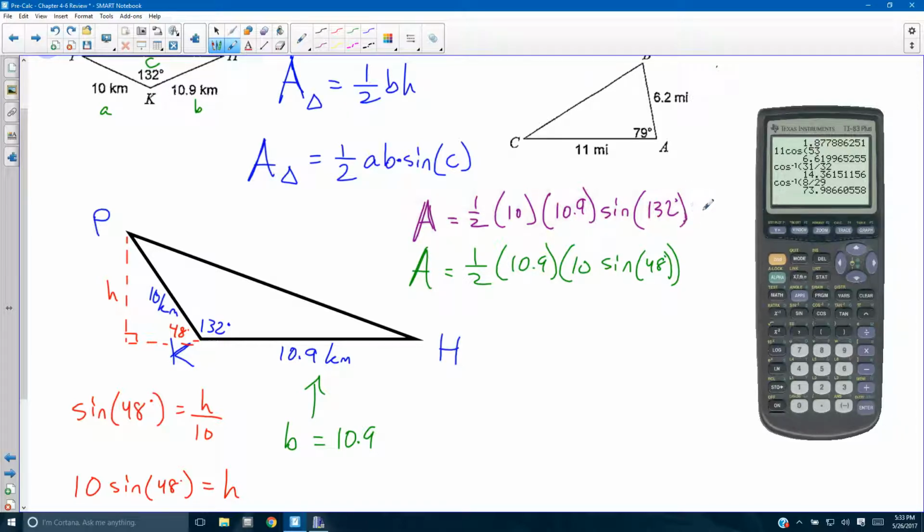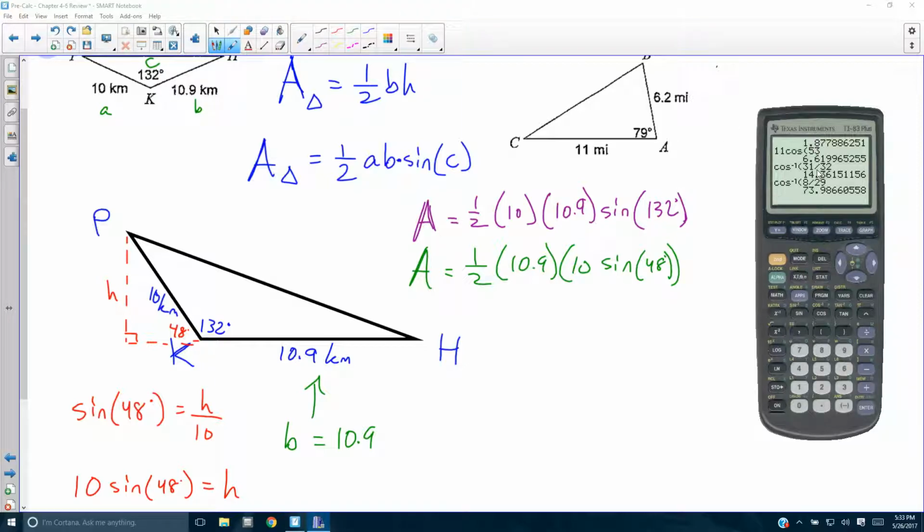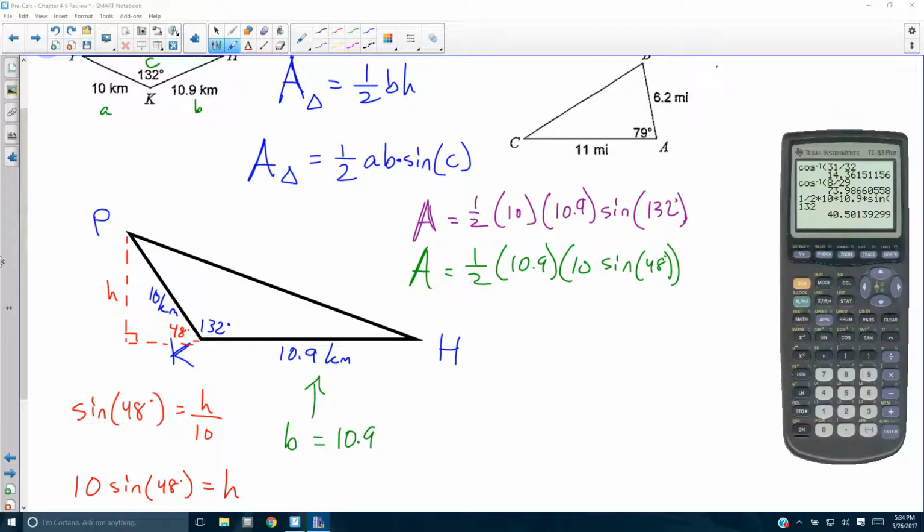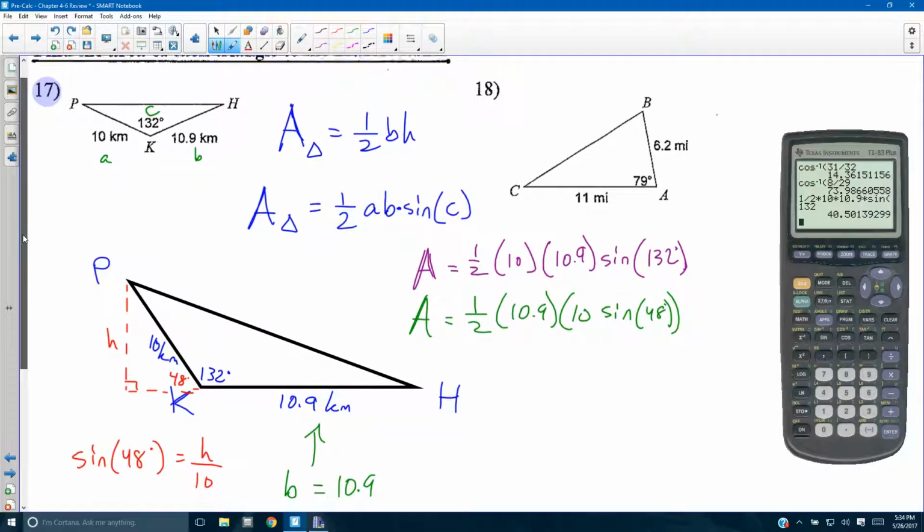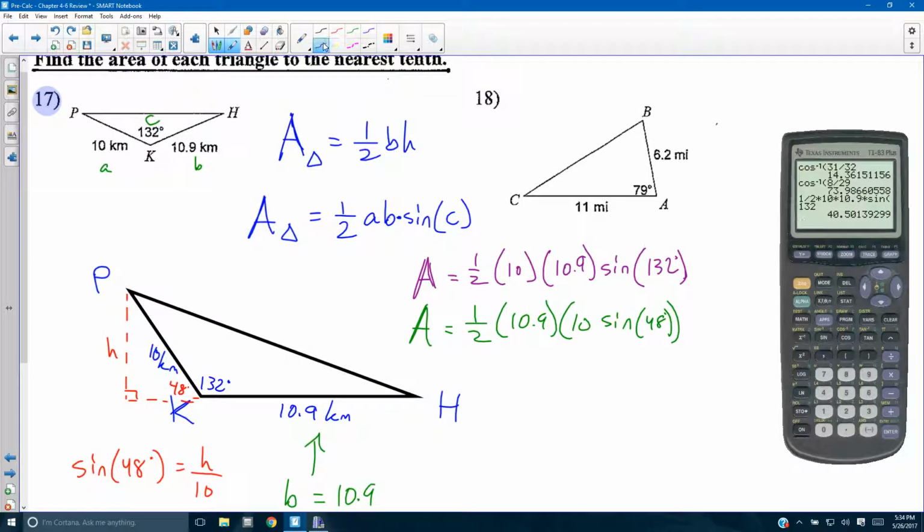So you're looking at these two and saying, clearly these aren't the same. Nothing really looks the same here. I'm going to do the top one first: 1/2 times A times B times sine of C. We get about 40.5. What do we have to round to? Nearest tenth. So about 40.5, not degrees, square kilometers. This is an area we're talking about.